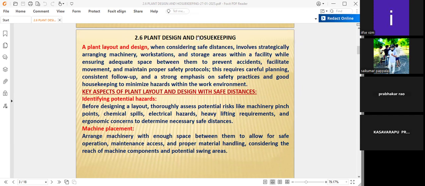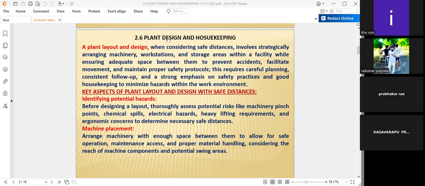Normally, people think that housekeeping means only cleaning. No, it is not just cleaning. 5S is a good tool for maintaining cleaning or housekeeping, but it is one of the tools only, not a complete tool. Normally people think housekeeping means being very clean, but cleaning is not the only criterion. That's why housekeeping is related to the plant design.